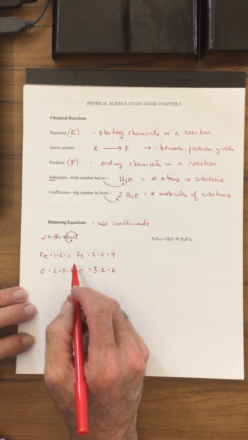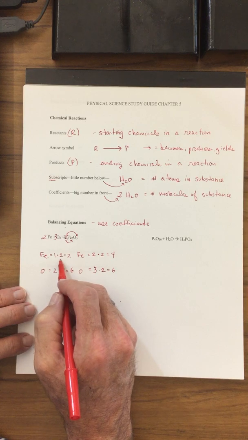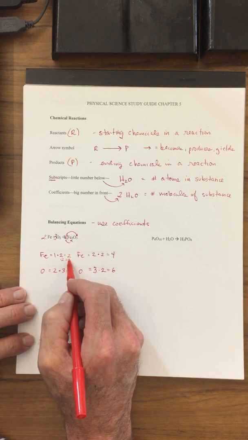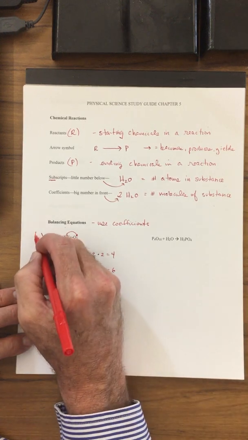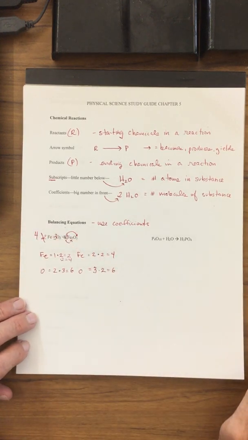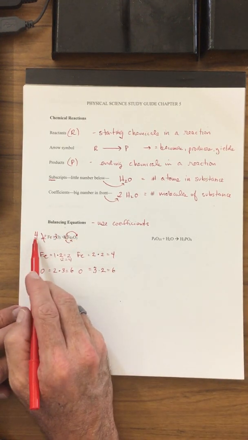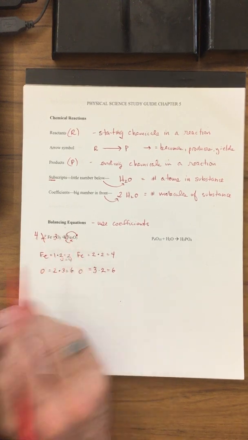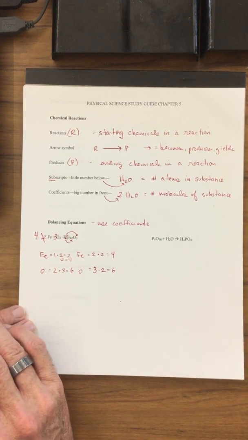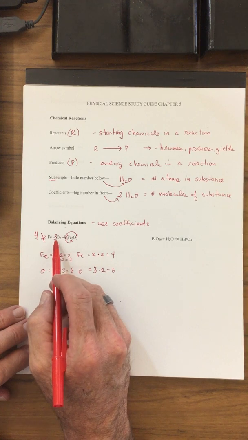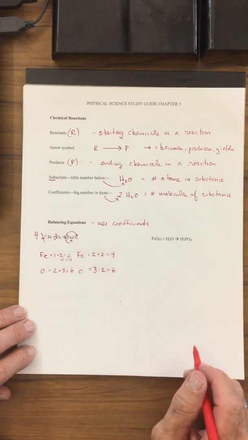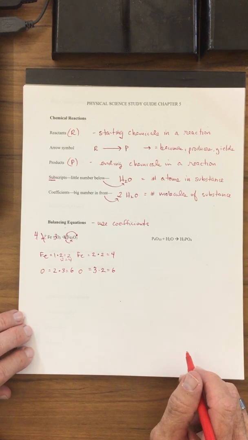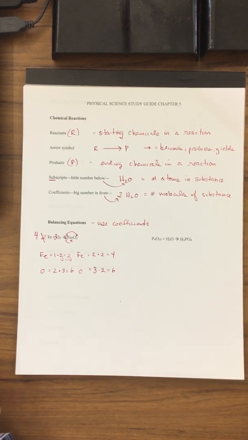What do I have to do over here? I'm going to have to multiply this by 2 again to get this to be 4. So that 2 will cross off, and we're going to replace it with a 4. Let's double check. I have 4 irons here. 2 times 2 gives me 4 irons there. For my oxygens, I have 3 times 2 gives me 6. Here I have 2 times 3. It gives me 6. So now it is balanced.